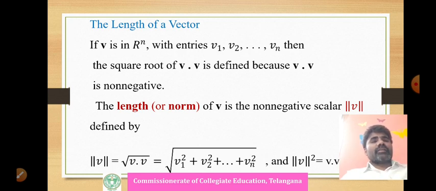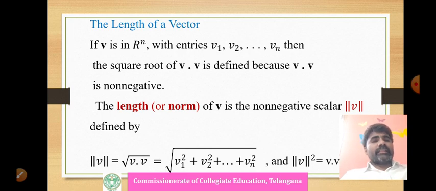Then the square root of v dot v. I already told you that the inner product v dot v is always greater than or equal to 0, not less than 0. So the square root of v dot v is defined, because it is non-negative.